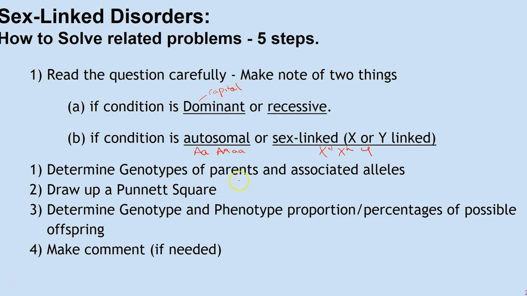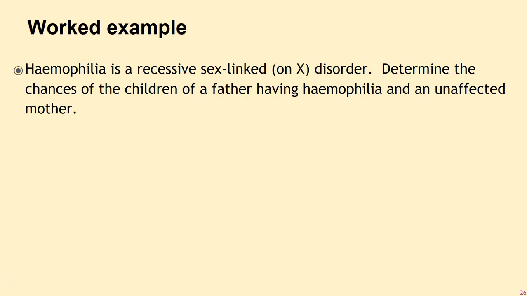We'll determine the genotypes of the parents, remembering this is the allele combination, so our big A, little a, or XH. Draw up the Punnett square with the allele combinations. Okay. Determine the genotype and phenotype proportion, and then comment on the answer to the question if it's asked. So I know this is going on a little bit long, so we'll just do one example and then we'll talk about this more in class.